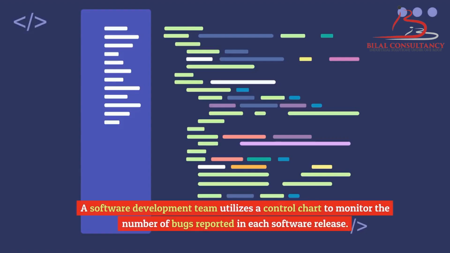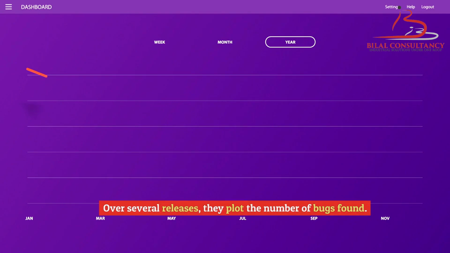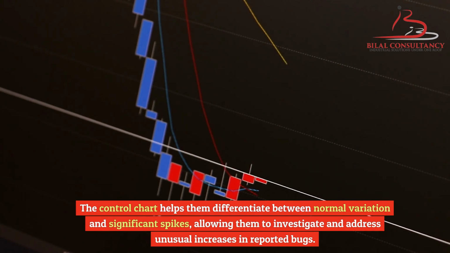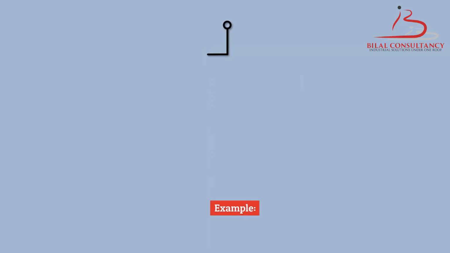Control chart. Example. A software development team utilizes a control chart to monitor the number of bugs reported in each software release. Over several releases, they plot the number of bugs found. The control chart helps them differentiate between normal variation and significant spikes, allowing them to investigate and address unusual increases in reported bugs.